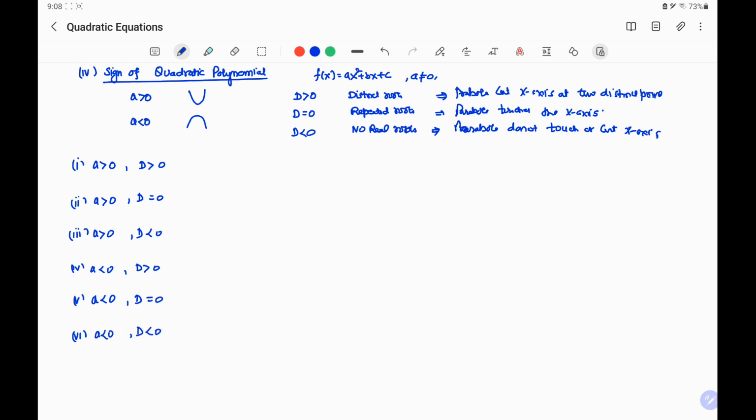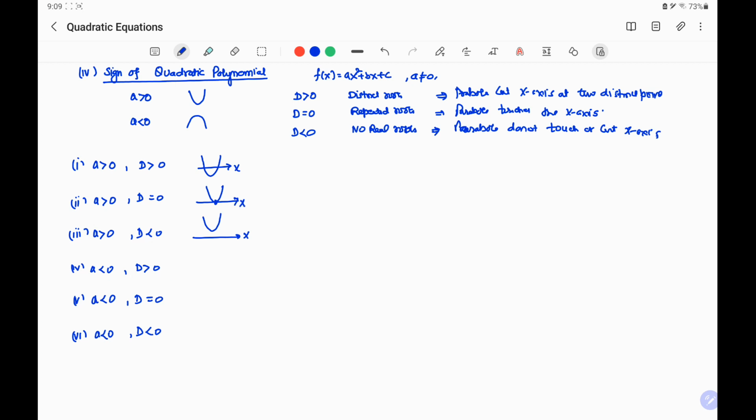If we draw graphically, a greater than 0 and d greater than 0 refers that parabola is upward opening and cutting the x-axis at the 2 points. Similarly, a greater than 0 and d equal to 0 refers that the parabola is upward opening and touches the x-axis at a single point. A greater than 0, d less than 0 refers that parabola is upward opening and does not cut the x-axis. That means it is above the x-axis.